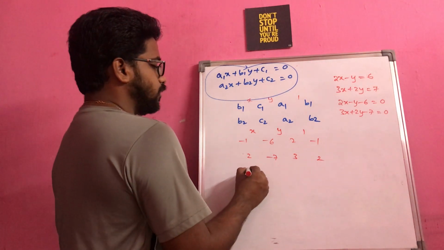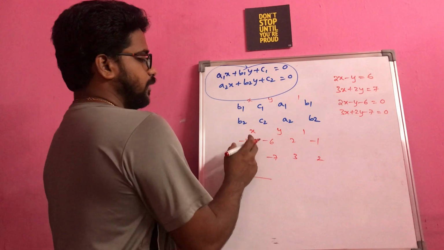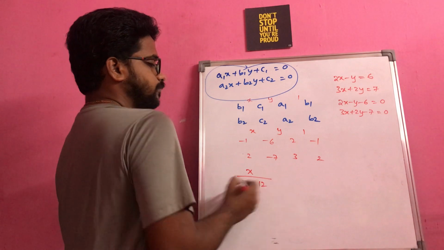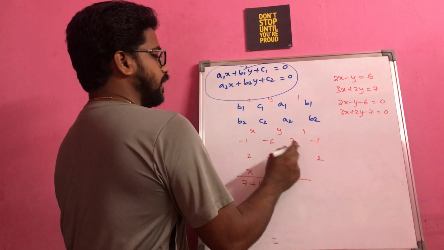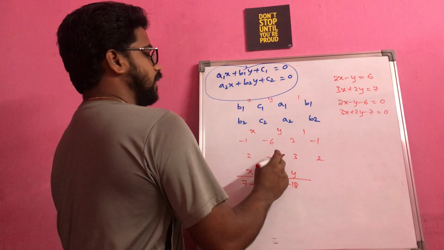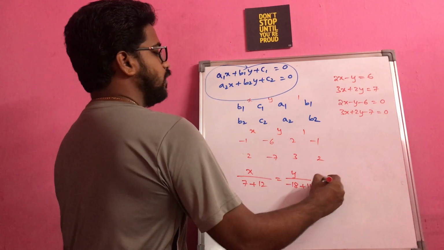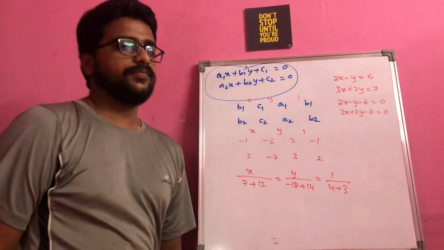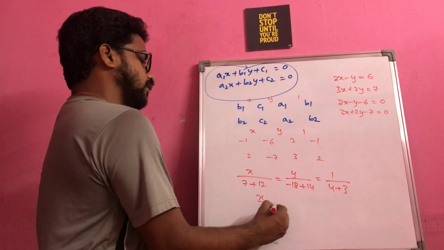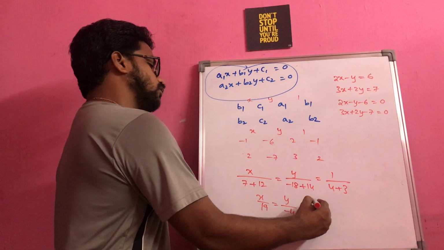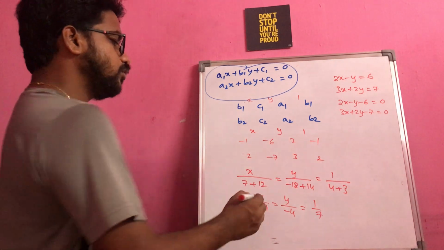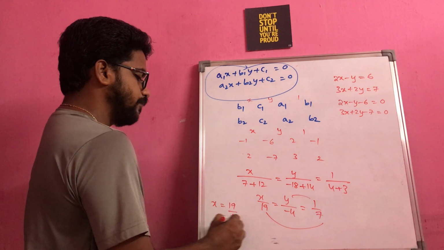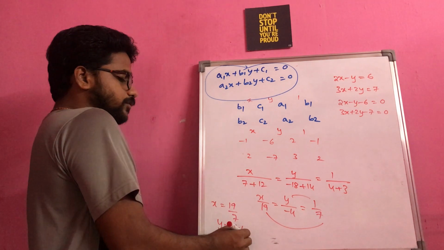So you just see here x by, this is plus 7 because minus 1 into minus 7 is plus 7, and then plus 2 into 6 is 12, is equal to y divided by minus 3 into minus 6 is minus 18, minus 7 into 2 is 14, equal to 1 divided by 4, 3 into minus 1 is minus 3, minus of minus 3 is plus 3. So you just observe here x by 19 is equal to y by minus 4 is equal to 1 by 7. So if you want to get the value of x, equate these two. So you will be getting x is equal to 19 by 7, y is equal to minus 4 by 7.